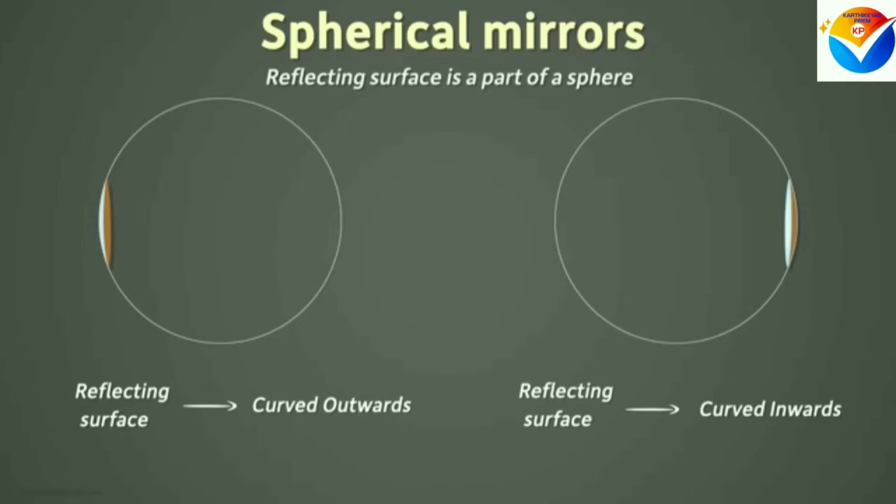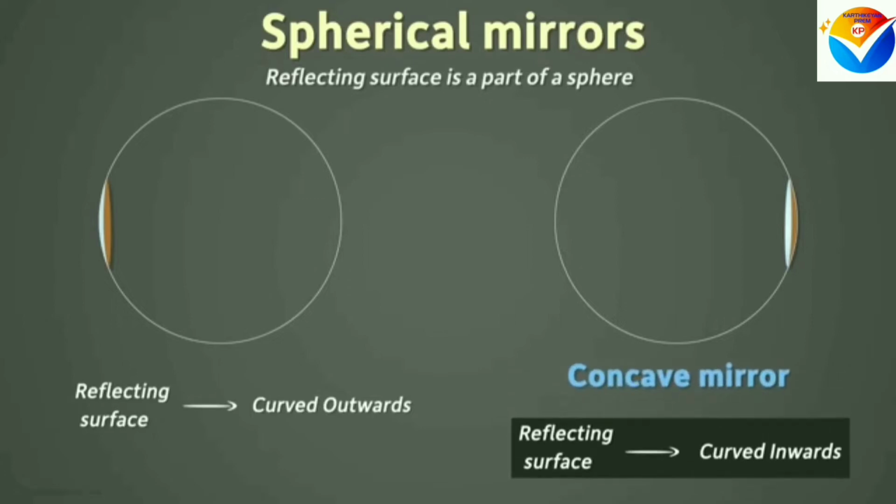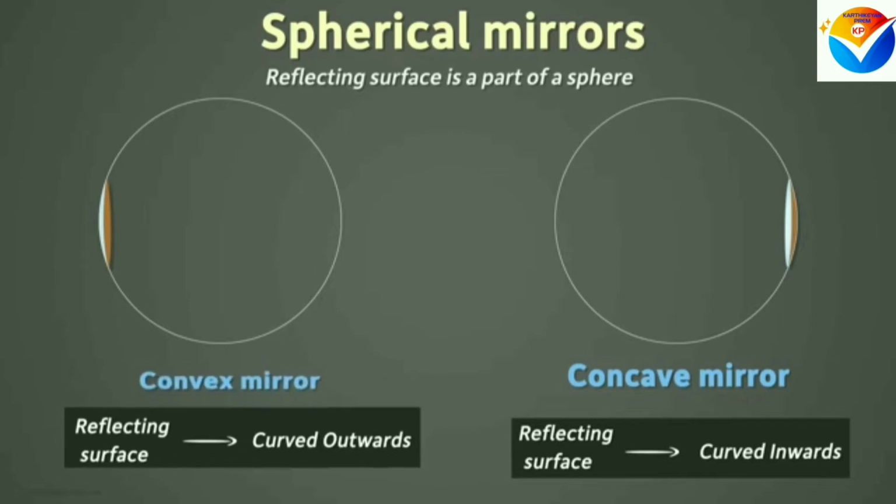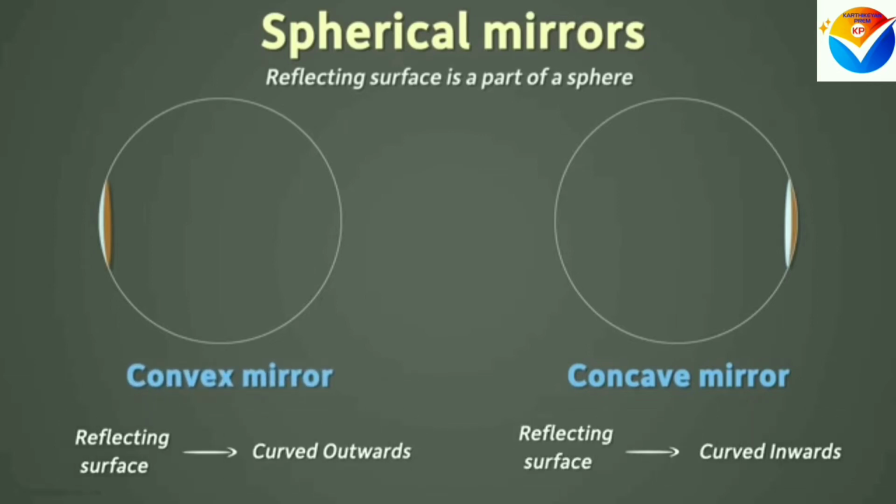Now, both of these are given special names. The mirror that has its reflecting surface curved inwards is called a concave mirror, and the mirror having its reflecting surface curved outwards is called a convex mirror.